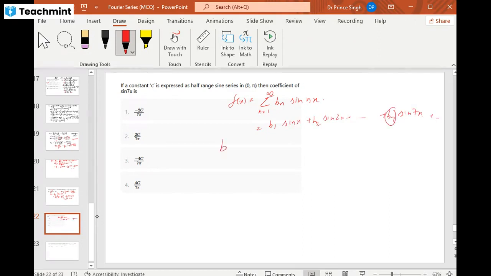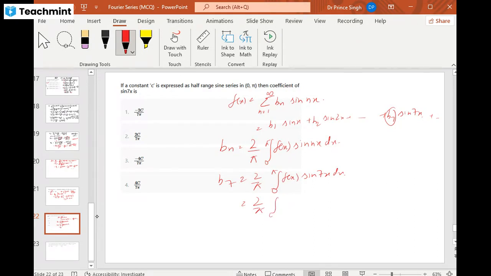So what is the formula of bn? 2 upon L, 0 to pi f of x into sine nx dx. So what is n? n is 7. So 0 to pi f of x into sine of 7x dx.